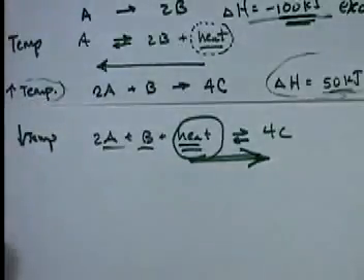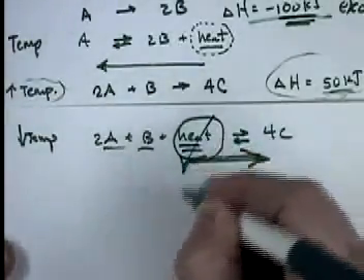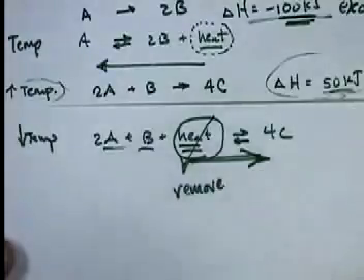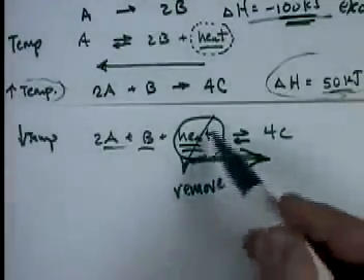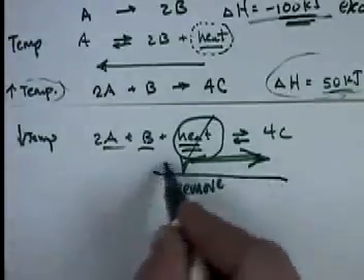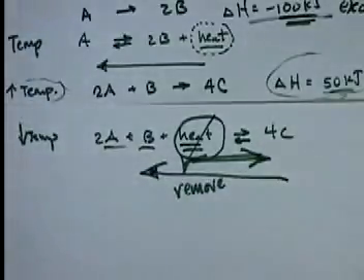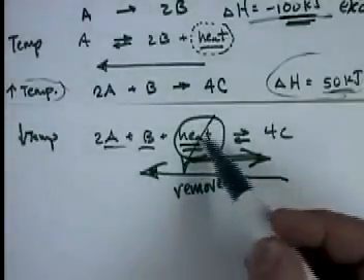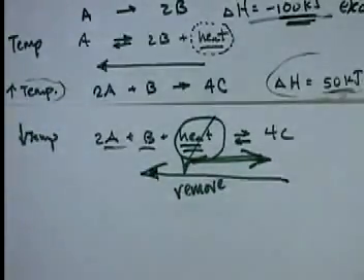If I decrease the temperature of this, then I'd actually, in effect, be removing some of this heat. Well, if I remove a concentration of a reactant or a product, it's going to shift to that side. And therefore, the reaction would shift to the left to replace that heat that's been removed.